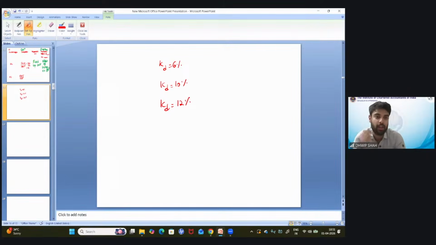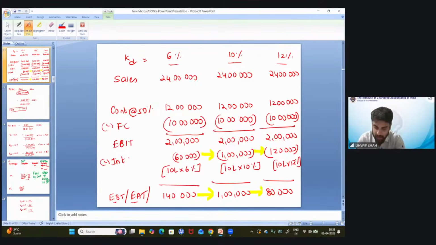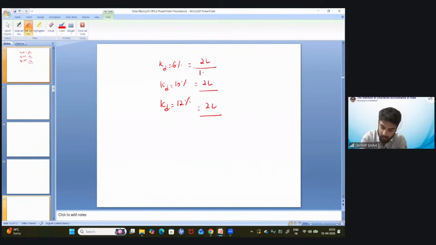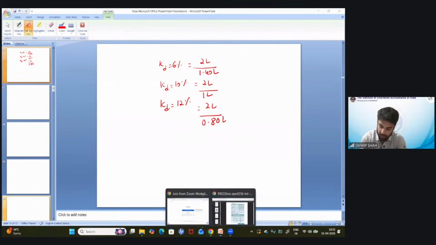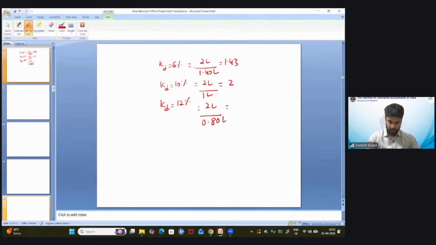See, उन्होंने specifically नहीं पूछा है ना कि कौन से percentage पे financial leverage ढूंढना है. So to be on a conservative side, तीनों केस में आप करके आओ. Okay, so यहाँ पे EBIT तो remains constant in all the cases. हाँ, EBT will change. EBT in scenario 1 is 1,40,000, in case 2 is 1 lakh, and in case 3 is 80. So 1.4, 1 lakh, 0.8. ठीक है? So 2 divided by 1.4, it comes to 1.43. 2 divided by 1, 2. 2 divided by 0.8, it comes to 2.5.